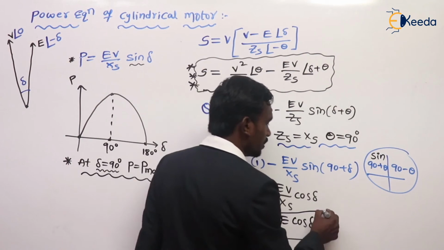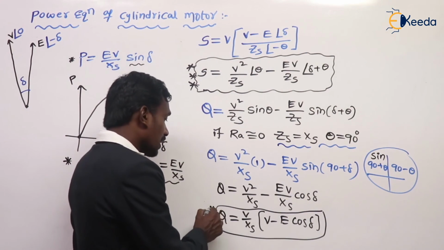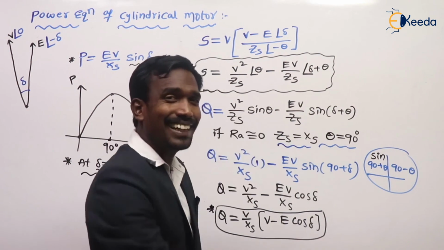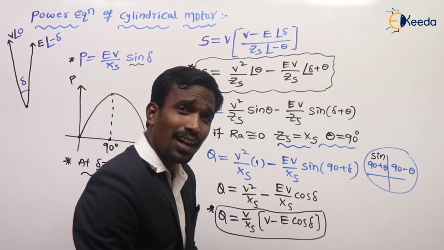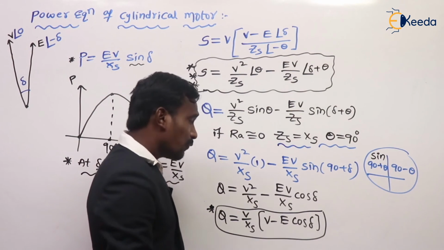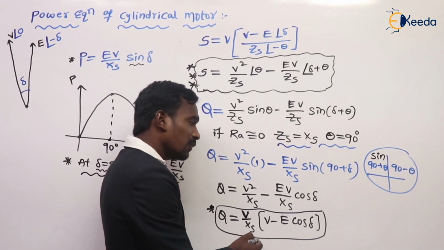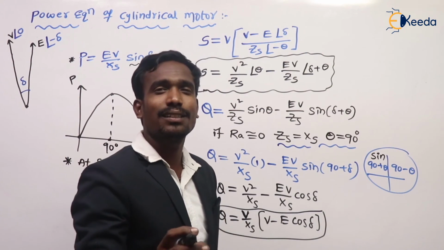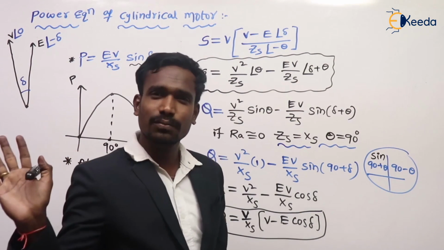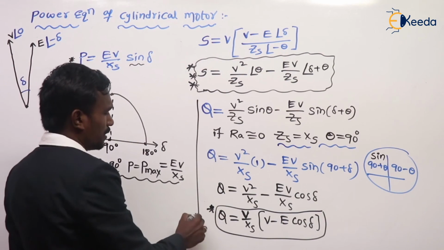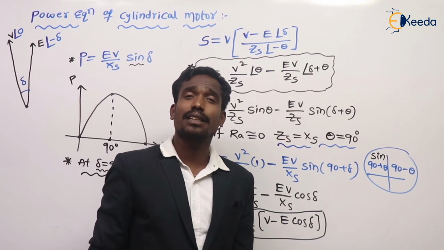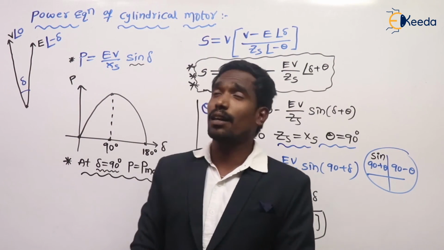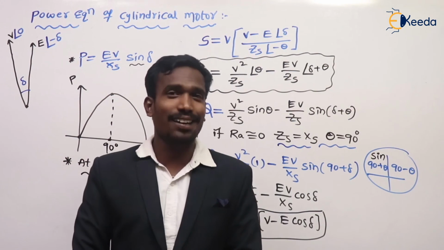They may ask you a problem on this equation. Remember this: Q is equal to V by XS of V minus E cos delta for the motor. Whereas for the alternator, do you remember? It is V by XS of E cos delta minus V. E cos delta minus V is the difference. Just these two change, that's it. This is the reactive power story of the cylindrical synchronous motor. This is finally the power equation and power load angle curves of the cylindrical synchronous motor.